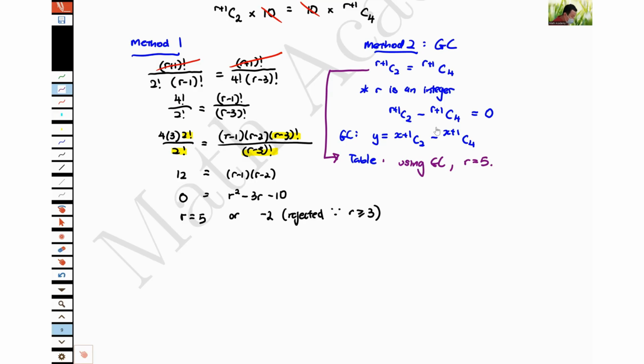So when can we use the table method from now on? Anytime your r is a whole number, don't bother to solve. No need to simplify anything. Just go straight to the table, unless they restrict GC in that question.